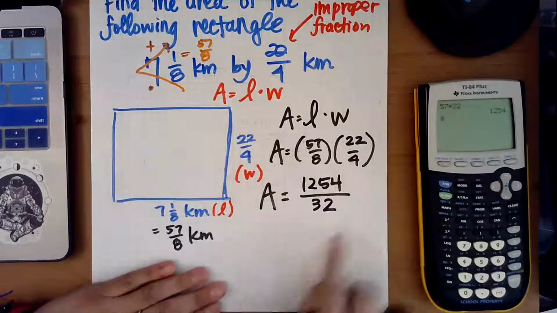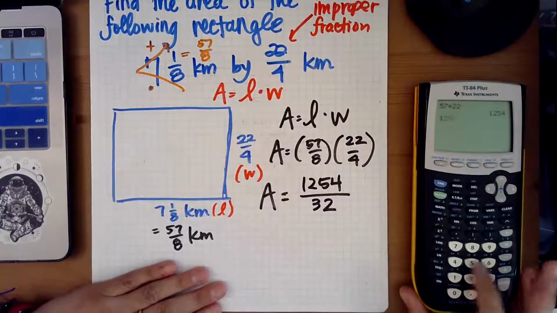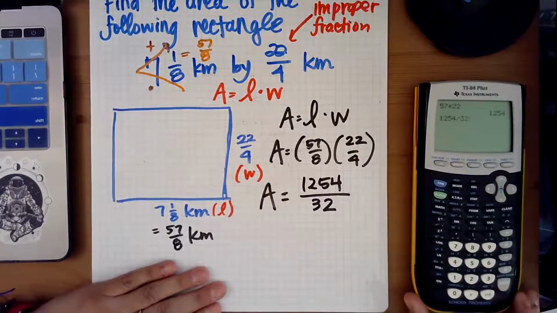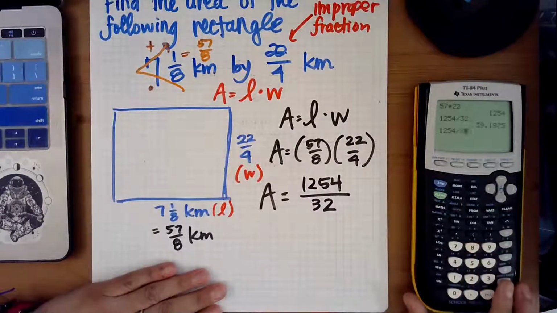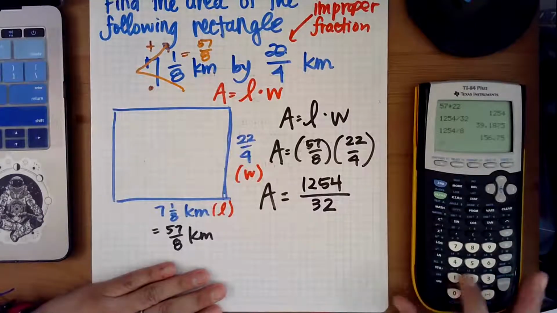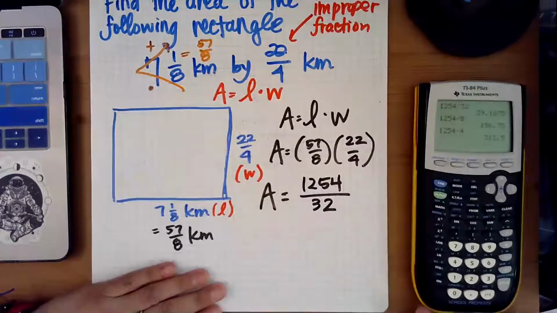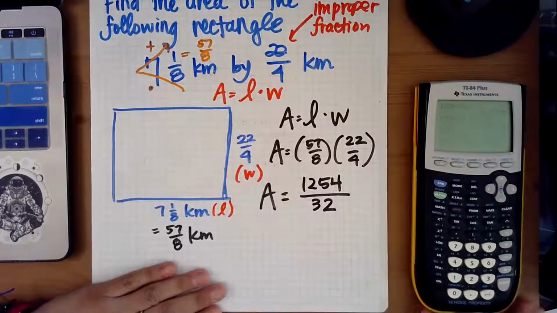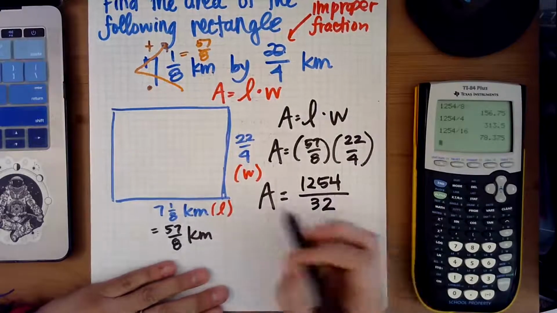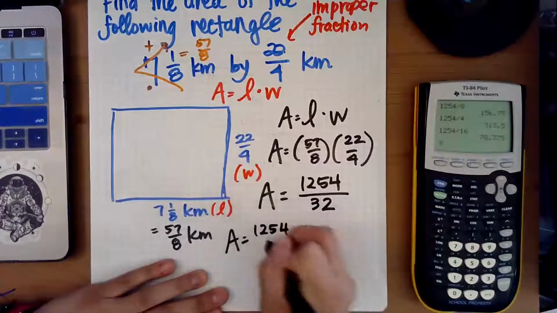Okay, so I have to make sure that I can simplify that. Let's see how much that gives me. Divided by 32. I'm going to see if I can divide the 1254 by 8. Does it? No. 1254 by 4 will for sure. So, let's see what 16 gives us. This is the way I'm going to do it. A is equal to 1254 over 32.